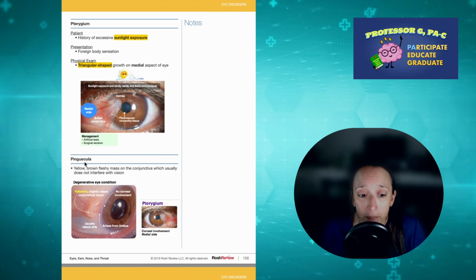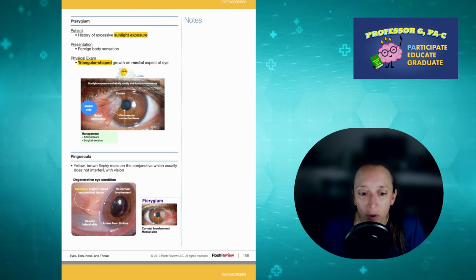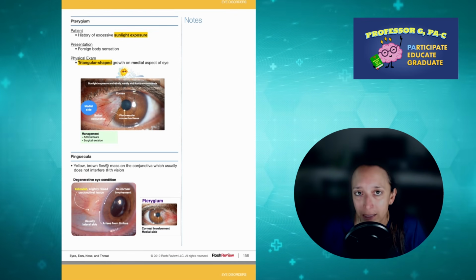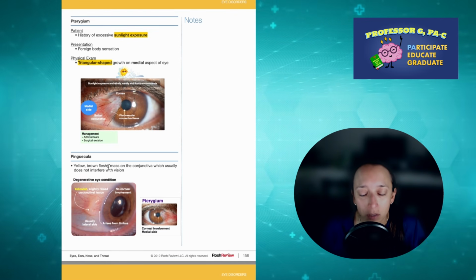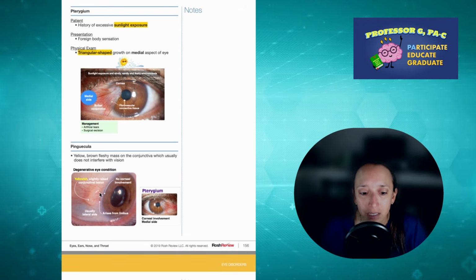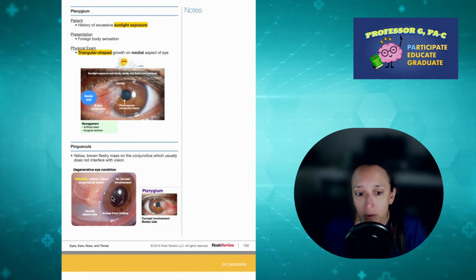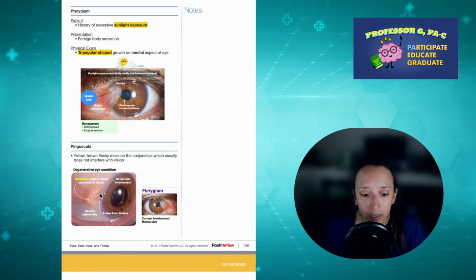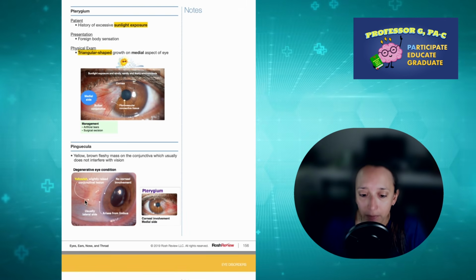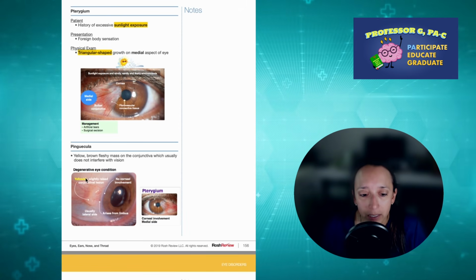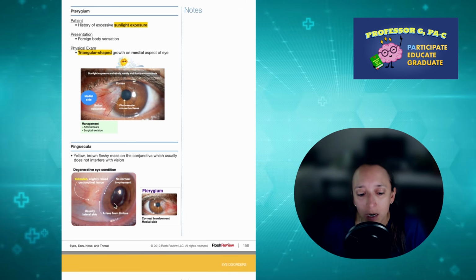In contrast, we have a pinguecula, which is this little fleshy or yellowish colored mass, usually also seen on the conjunctiva, but this does not cross over onto the cornea, so it respects the cornea, and it's usually on the lateral side rather than the medial side. And it's yellowish raised, and it usually doesn't cause any issues.